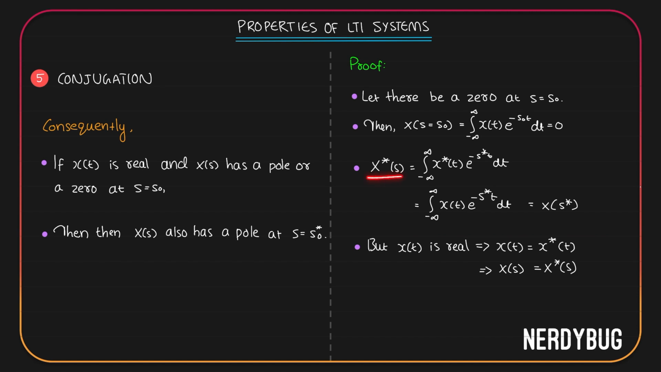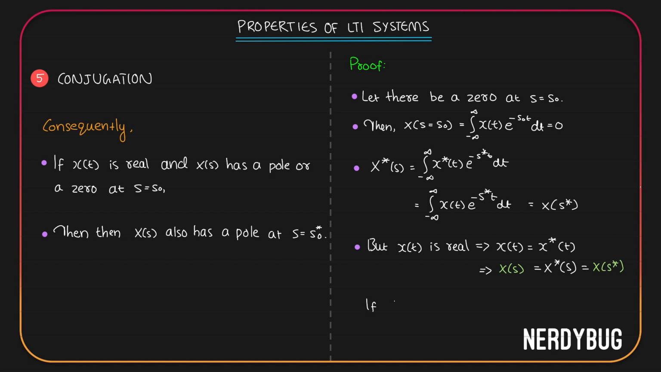But we just learned x conjugate of s is equal to x of s conjugate. So this is also equal to x of s conjugate. Focus on these two. X of s is equal to x of s conjugate. If x of s has a 0 at s equal to s naught, then x of s naught will be equal to 0. But it is equal to x of s conjugate. Then x of s conjugate will also be equal to 0. That means we also have a 0 at s conjugate.